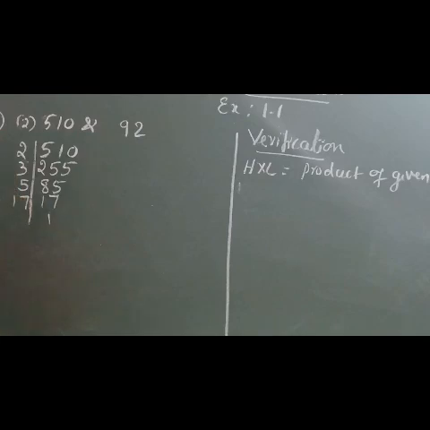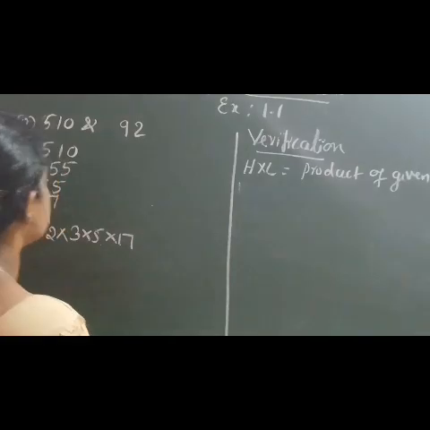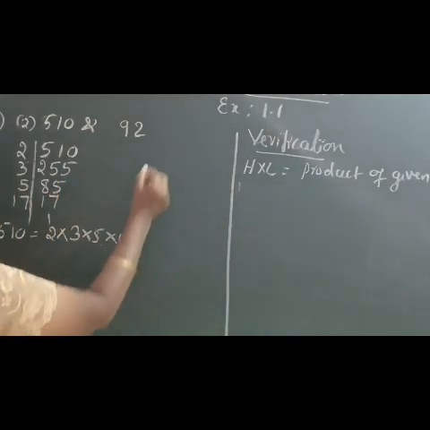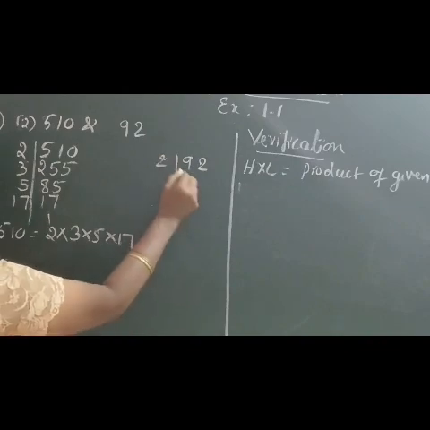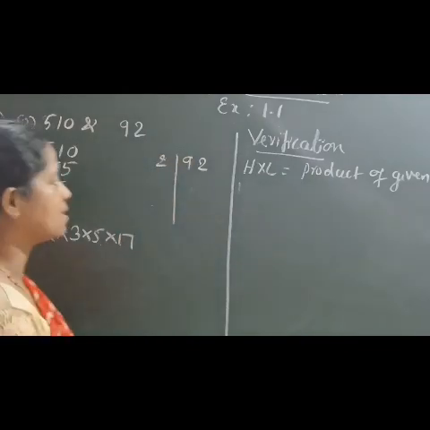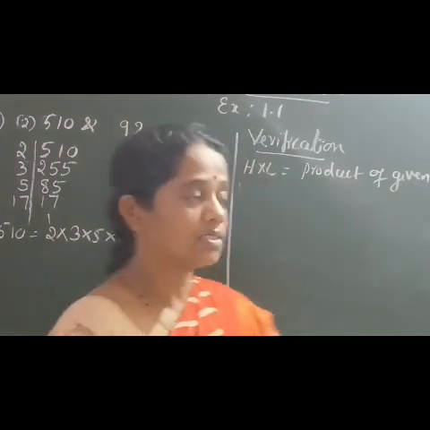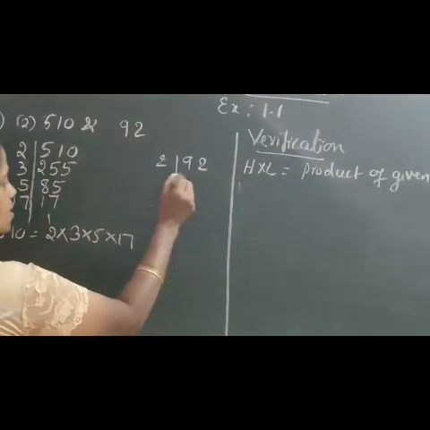The factors of 510 are: 510 is equal to 2 into 3 into 5 into 17. Let us take the next number. Here only I will do, okay? 92 is a small number. To see, 92 is an even number, so the first factor of this number is 2 only.